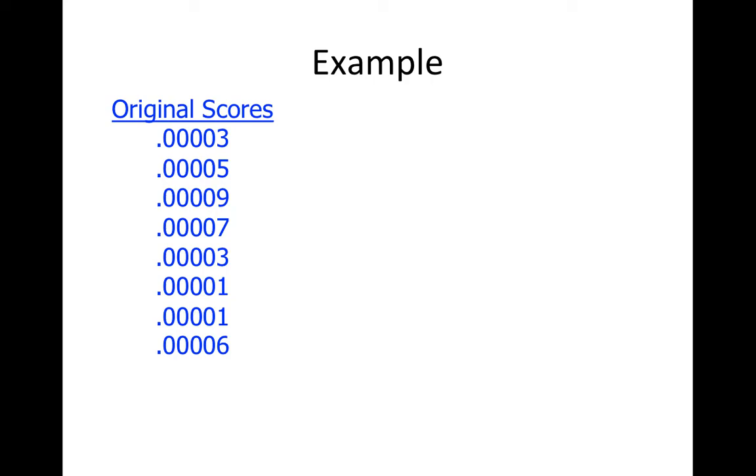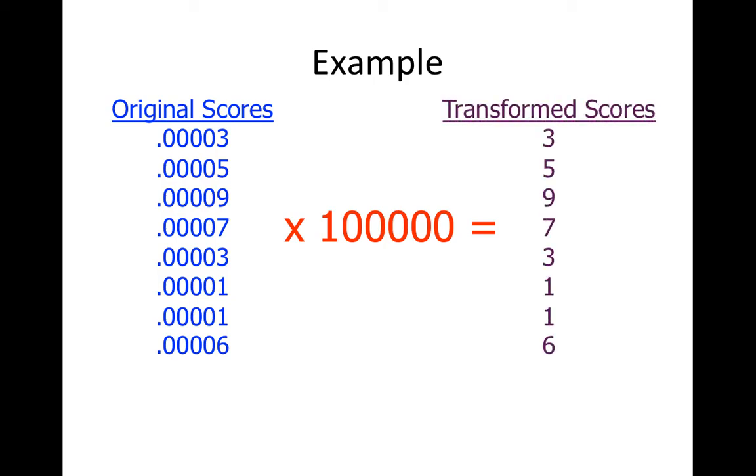Okay. For example, let's say that we measured something and our scores were something like this: 0.00003, 0.00005, and so on. These scores are going to be hard to work with. You might misplace the decimal place, you might add another zero. They're just ugly to work with, if you will. But if we were to multiply every one of those scores by 100,000, we would wind up with transform scores of 3, 5, 9, 7, 3, 1, 1, 6, and those are much easier to work with.